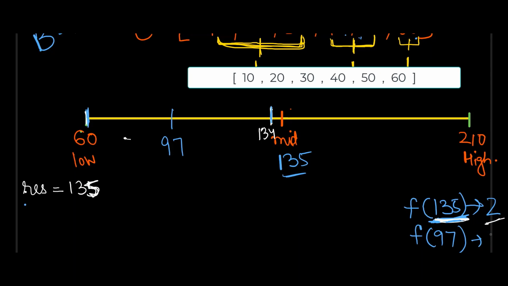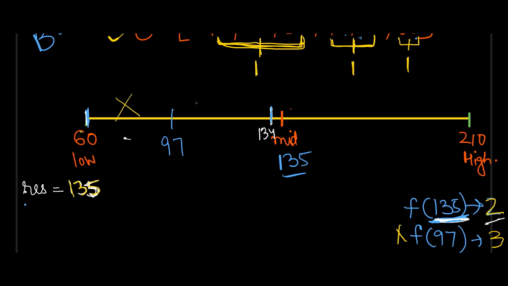So basically we needed three painters to paint this entire board, but here we need just two painters. So this part will not be efficient for us, and our result will be 135 as it is. Now, as this is not efficient, we will check whether this other part can accommodate two painters.